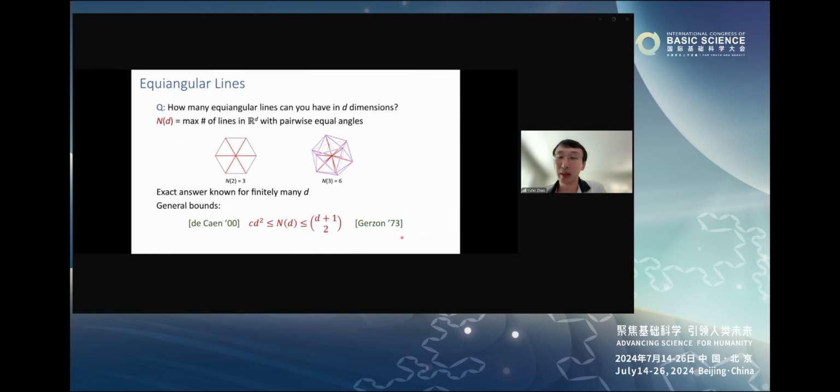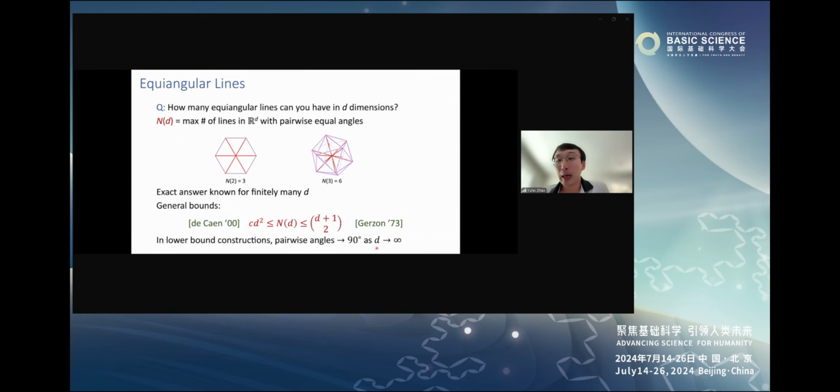There's been exciting recent work as well, but in the big picture, there's still this constant factor gap between the upper and lower bounds. I want to note that in all the lower bound constructions that give quadratically many lines, the pairwise angles all go to 90 degrees as the dimension goes to infinity.